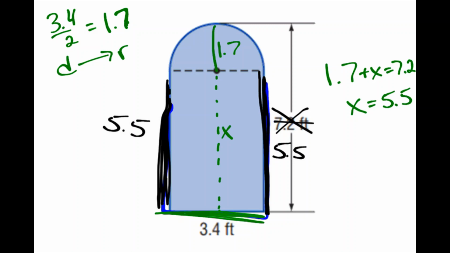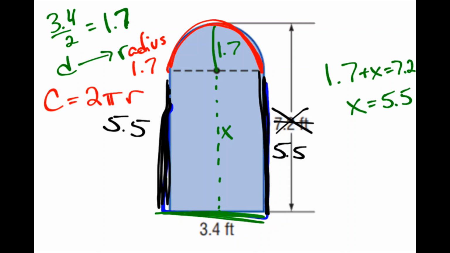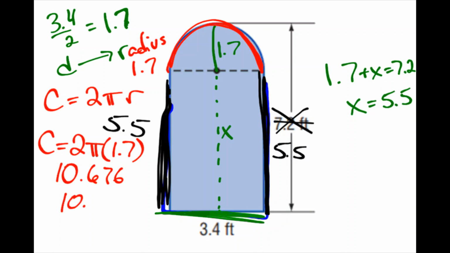So this is a circle with a radius of 1.7. So I'm going to use circumference equals 2 times pi r. So circumference equals 2 times pi times 1.7. And that gives me 10.676. I'm going to round that to 10.68.